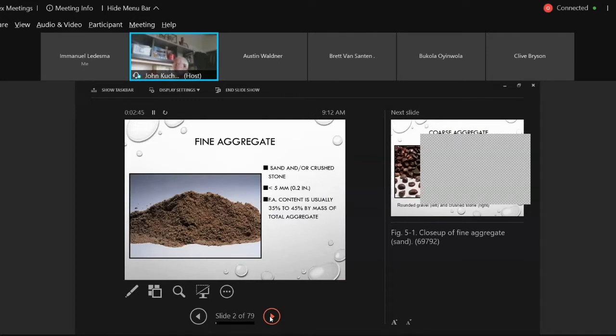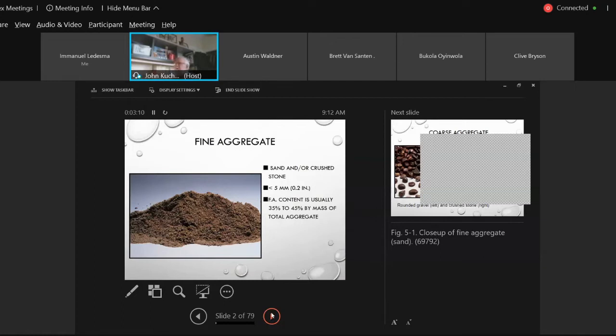Sand, less than 5 millimeters. Typically, most of it passes the 5 millimeters. You need 100% passing 10 millimeters. And this makes up about 35 to 45% of the total aggregate. Not the mix, but the total aggregate. You always want more coarse aggregate in your mix than you do fine aggregate. And we batch separately, because you get better control that way. You can adjust your mix.